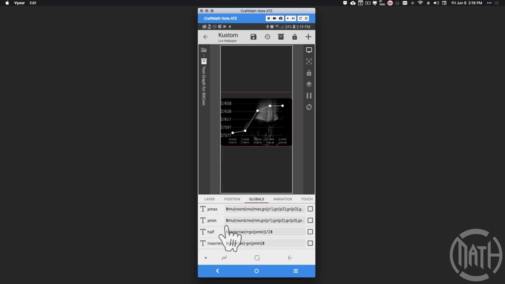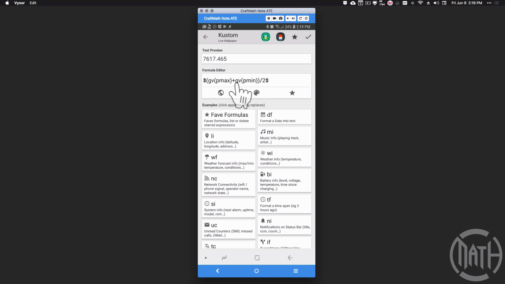Now for half, all I want to do is find the halfway point between these 2 numbers, the Pmax and the Pmin. So that code wrapped in parentheses, we're just going to take the sum of the Pmax and Pmin, add those together. I do have it wrapped in parentheses, and then we want to divide it by 2. I'm not concerned with the rounding here because when we go and actually apply this in a minute, we can apply rounding right within our text piece that we're adding. So don't worry about that for this part.